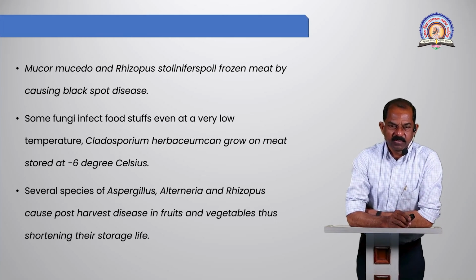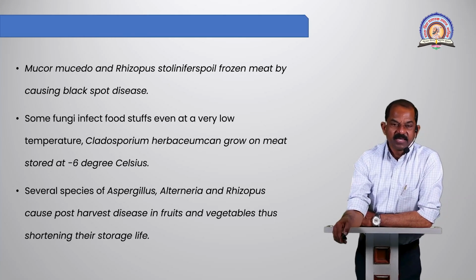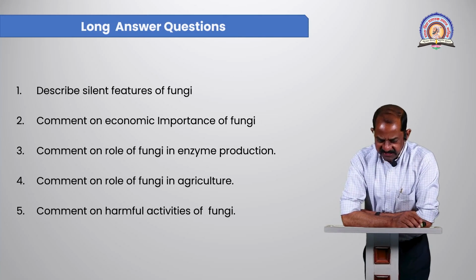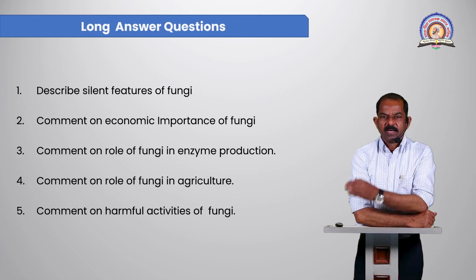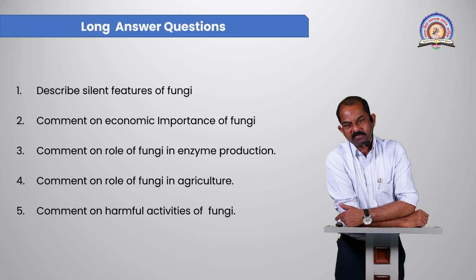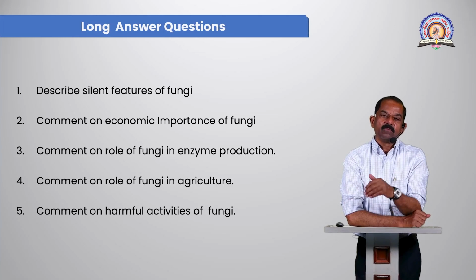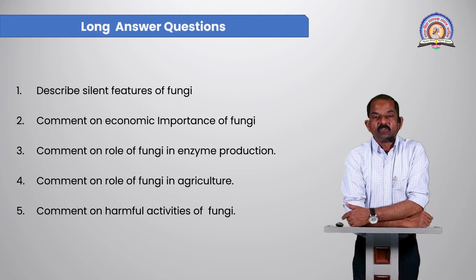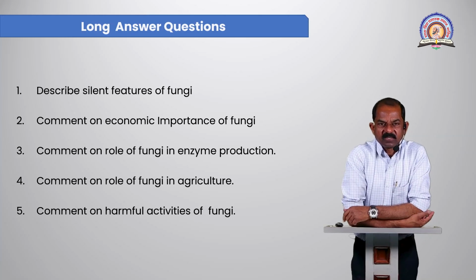In the spoilage of fruits, Alternaria and Rhizopus cause post-harvest diseases in fruits and vegetables. So friends, in this topic we have covered the economic importance of fungi. On one side we considered the positive importance, and on the other side the negative importance. We can simply say fungi are friend as well as foe of human beings, showing both positive and negative importance.